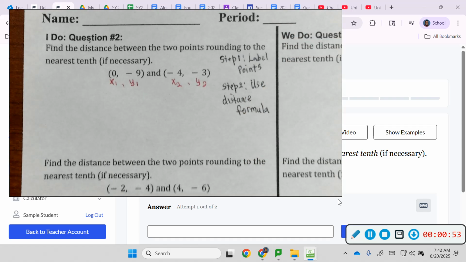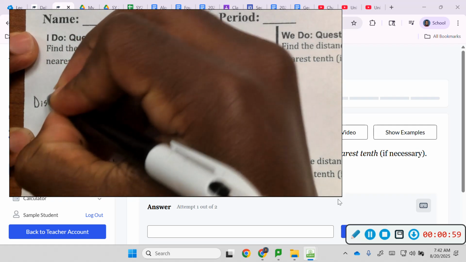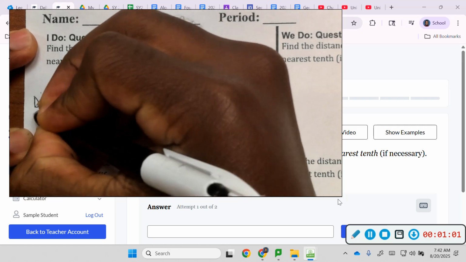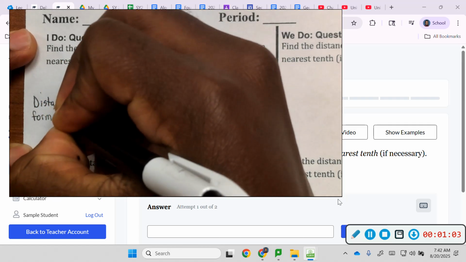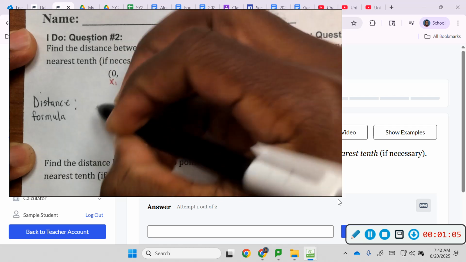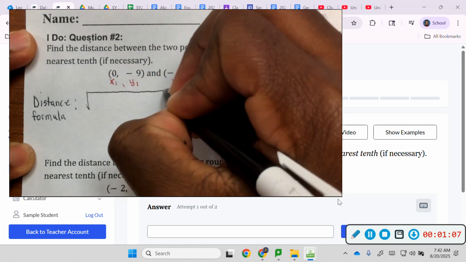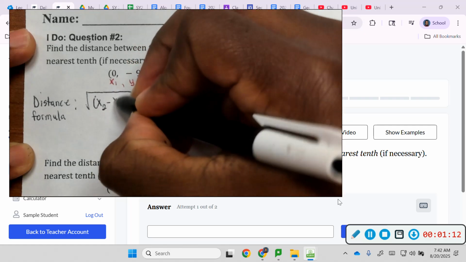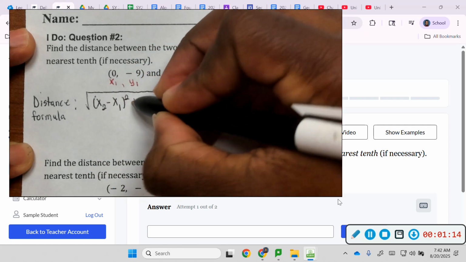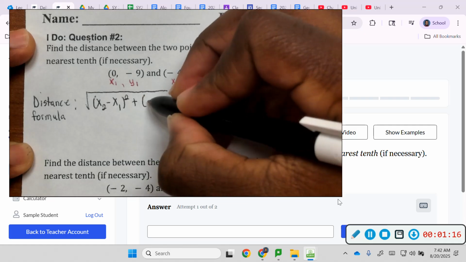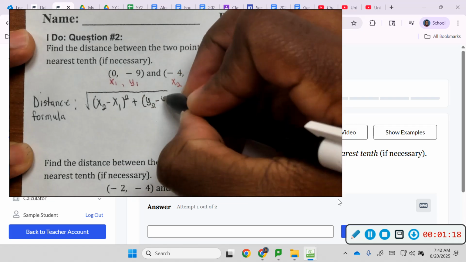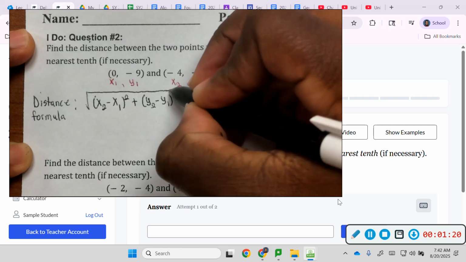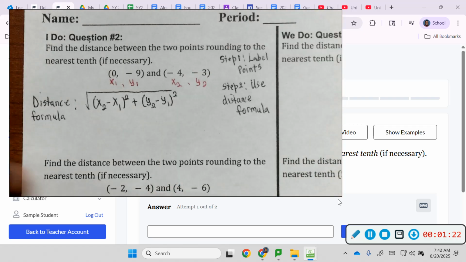The formula for distance, guys, is the square root of the change in x squared, so that would be x2 minus x1 squared, plus the change in y squared, so y2 minus y1 squared. Let's go ahead and try to substitute these values.